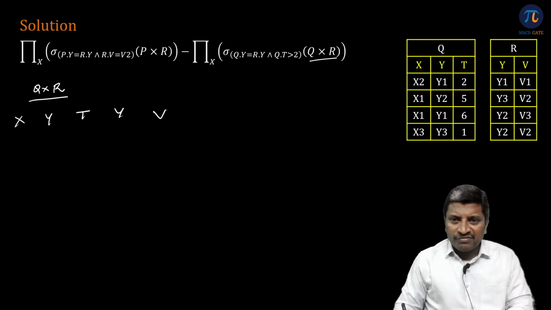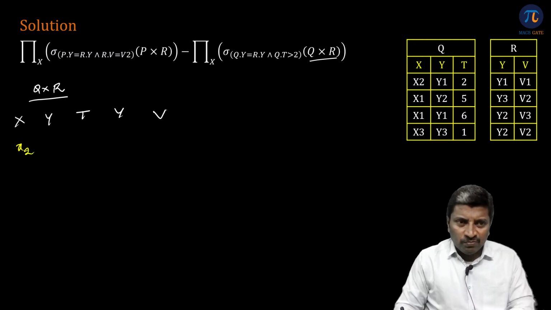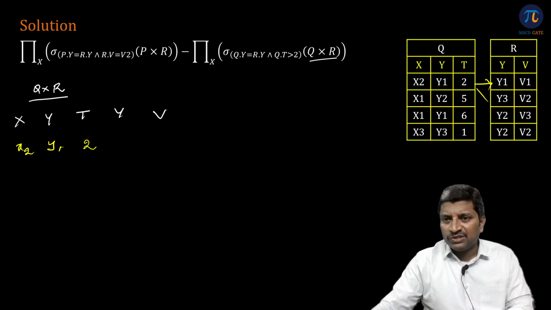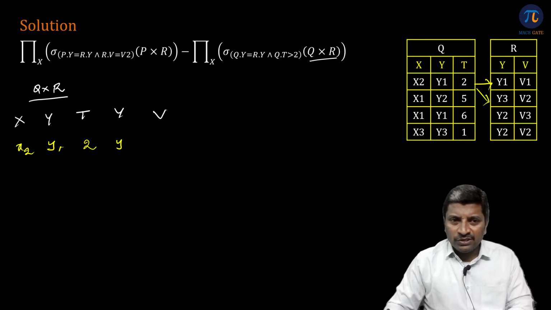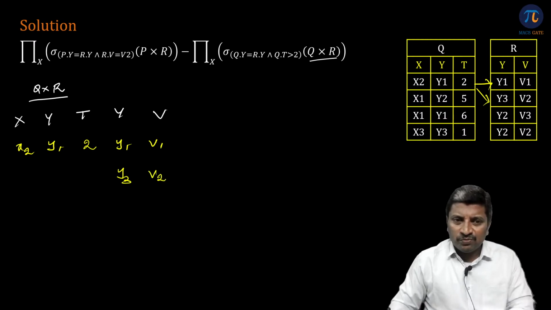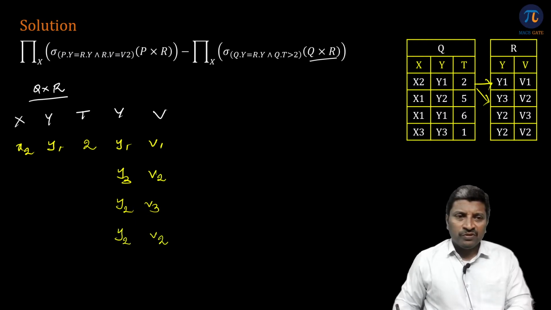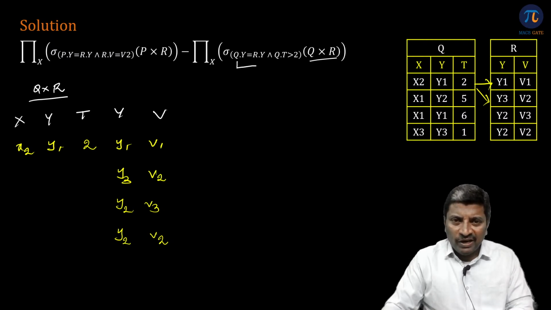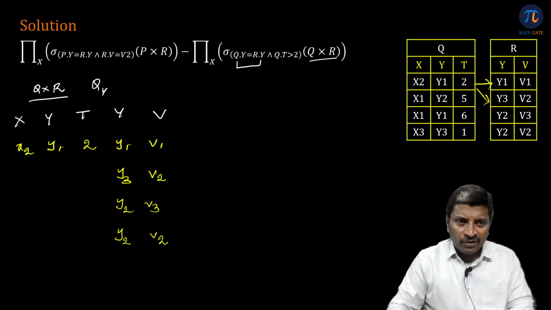Let me explain only for the first example. X2, Y1, 2. It should be matched with 4 records. Let me write all the things. Y1, V1. Y3, V2. Y2, V3. Y2, V2. Okay. Then what I need to do, sir? QY equal to RY. So this Y value must be same.